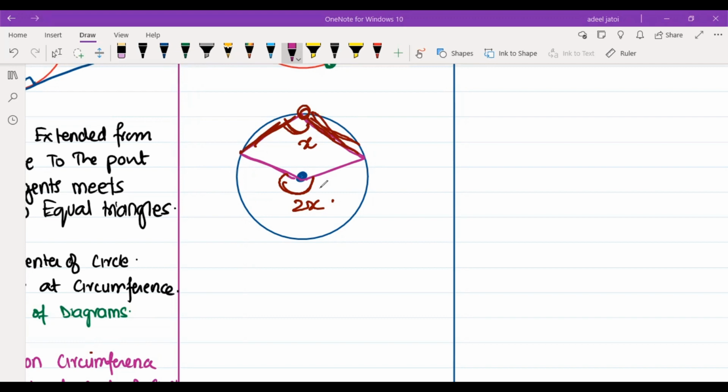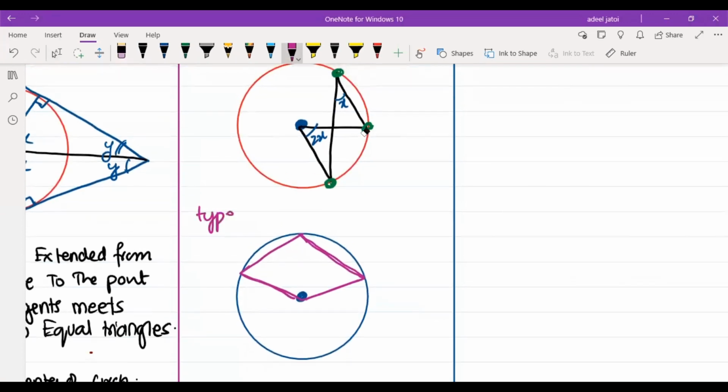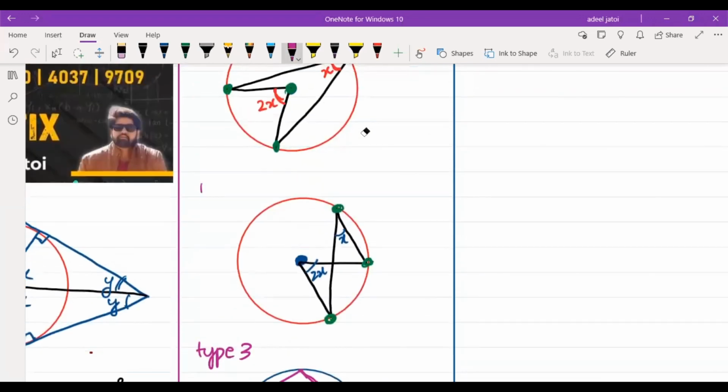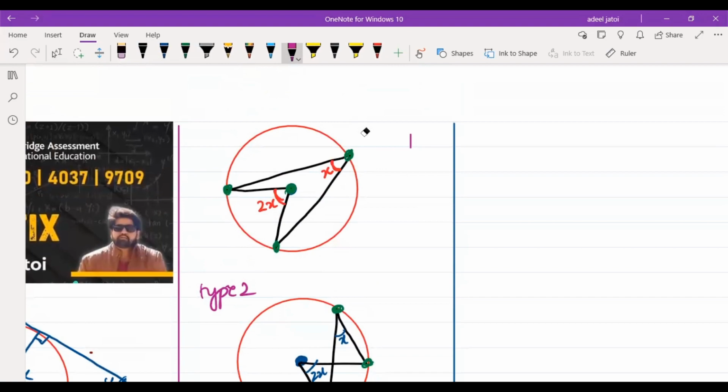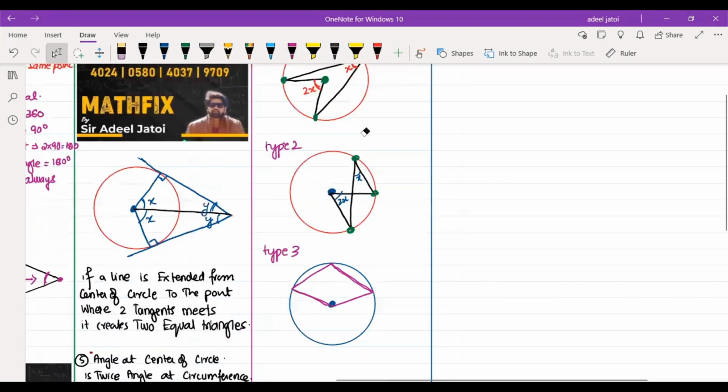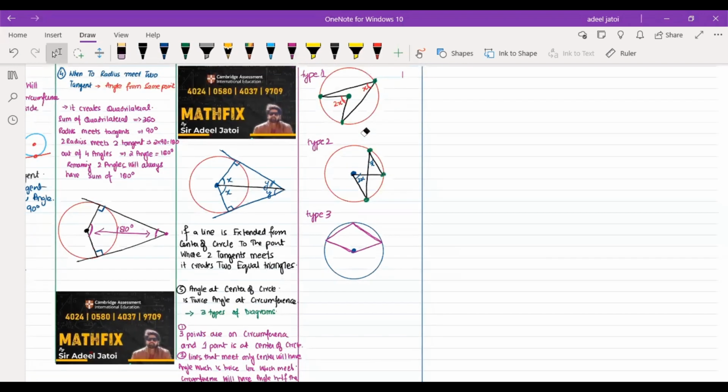That means that if this is 200, this angle should be known as what? 100. If this is 100, this angle should be known as what? 50. Because this angle will be half the angle at the center. So these three types of shape, let's just write this down. This is type 3. This becomes what? Type 2. And this becomes what? Type 1.